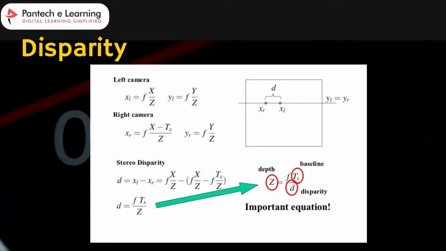So the formula relates the depth Z of a point in the scene to its image coordinate X in the image plane, and it is derived by considering the similar triangles formed by the camera's optical axis, the distance from the camera to the point in the scene, and the image plane. So this is Z equals focal length times baseline divided by disparity.